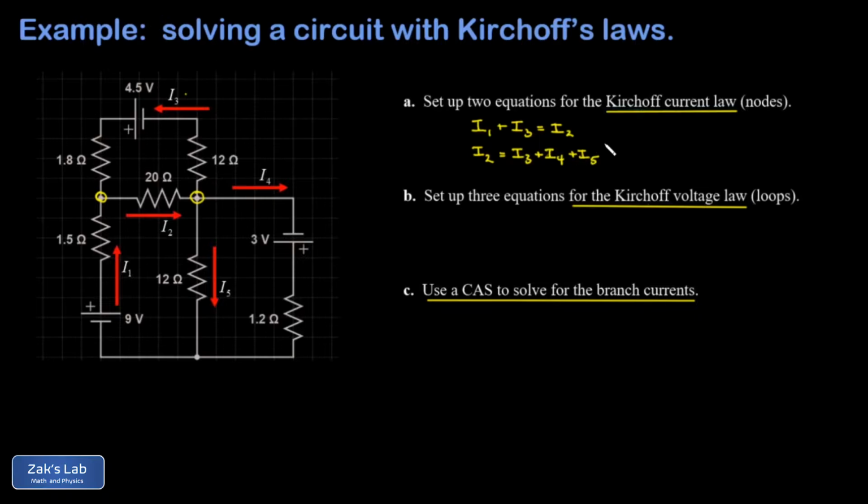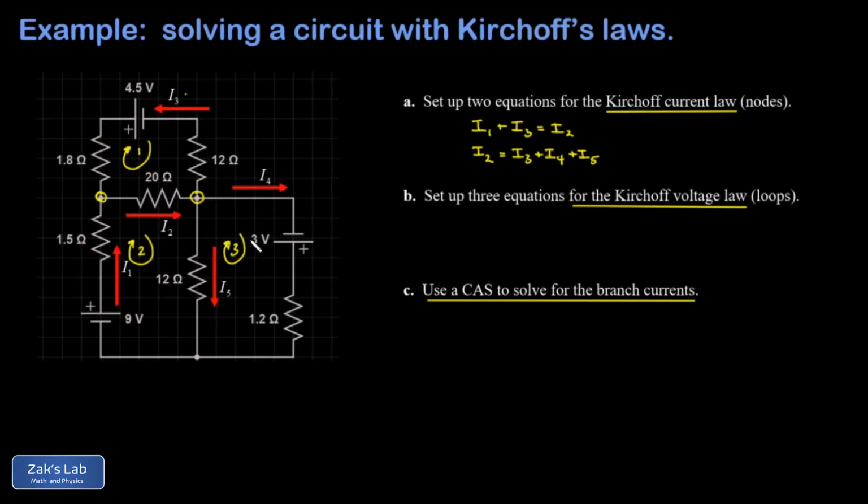In part B, we're asked to set up our 3 equations with the Kirchhoff voltage law. And any closed loop will do. I'm going to go ahead and take this as closed loop number 1. Then below that, closed loop number 2. And to the right of that, closed loop number 3. And we'll get 3 equations out of this.